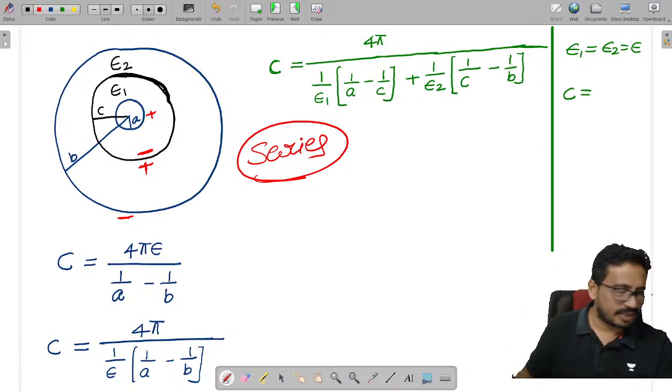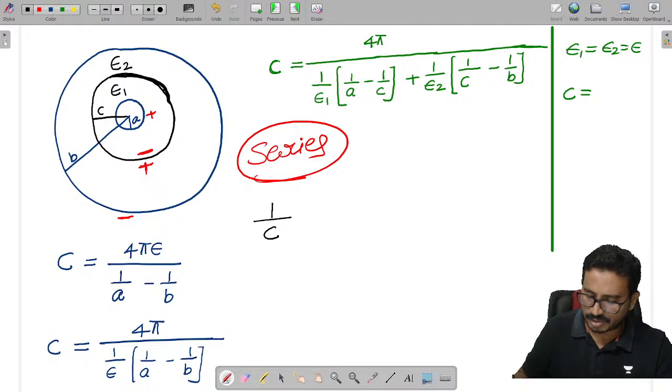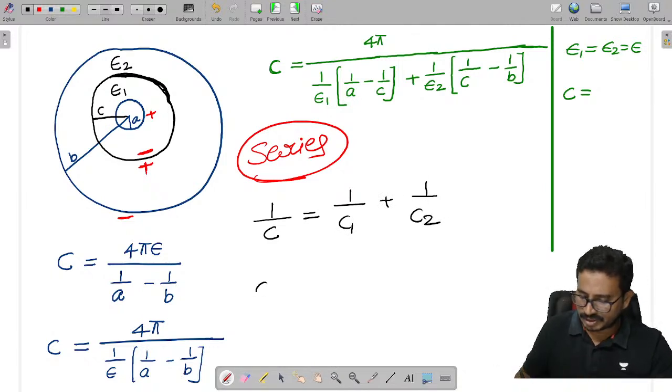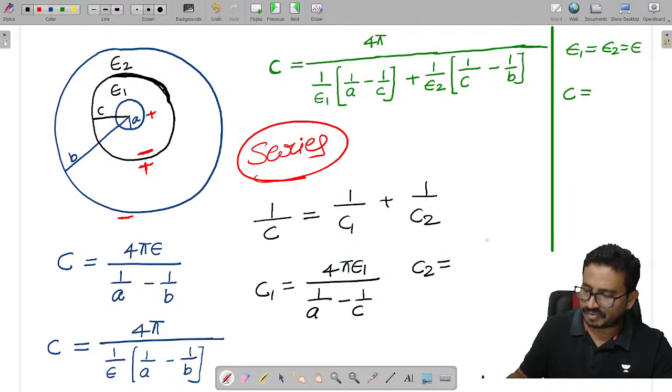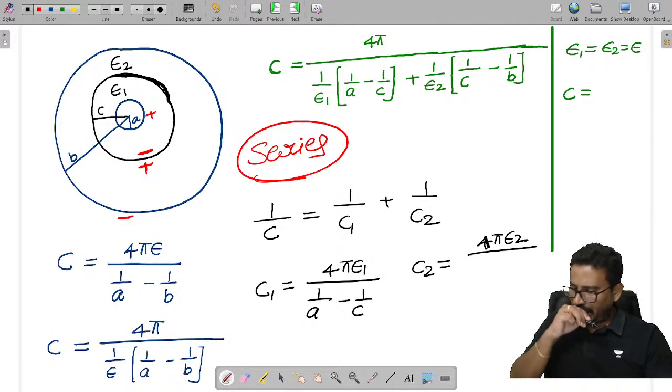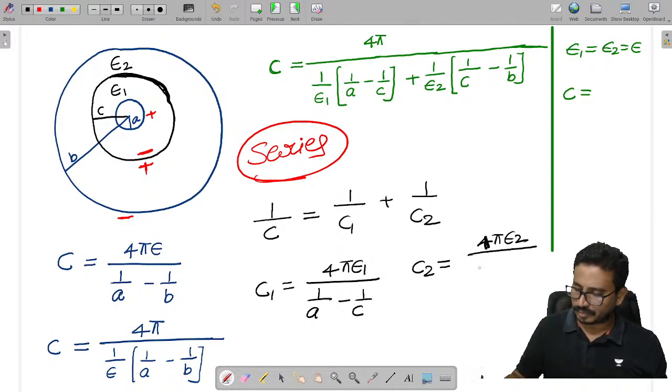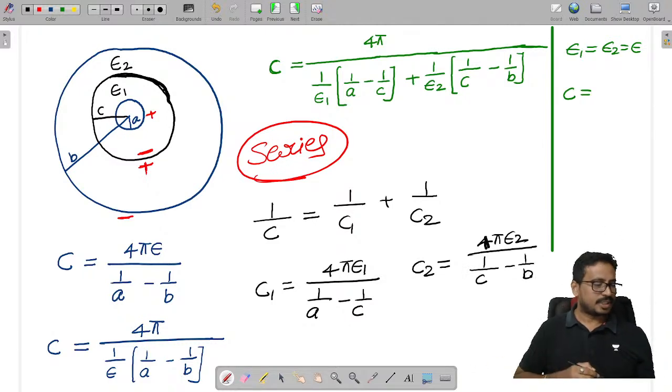Now even if you modify this, what will the formula be? 1 by C is equal to 1 by C1 plus 1 by C2. Here C1 is given as 4 pi epsilon 1 by 1 by A minus 1 by C, and C2 is given as 4 pi epsilon 2 by 1 by C minus 1 by B. Check it.